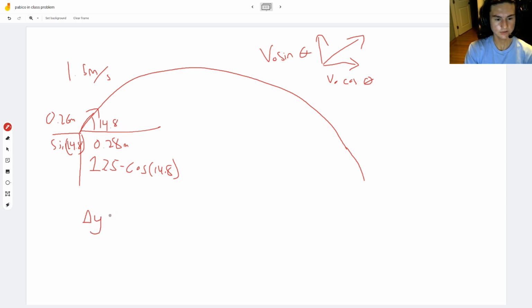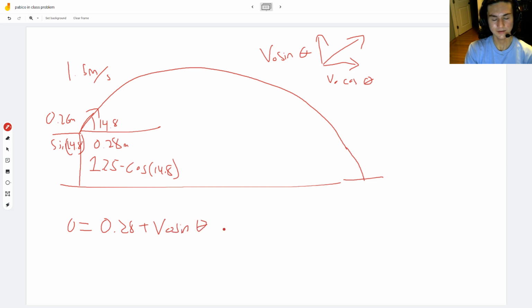So the final y position is going to be 0 if this is our reference point. So we can just say 0. Our initial y position is going to be up 0.28 meters, so 0.28. And then we still have our initial velocity in the y direction, which is V0 sine theta, and then minus 1/2 a t squared, which is 4.9 t squared.